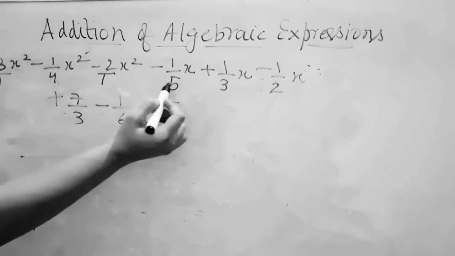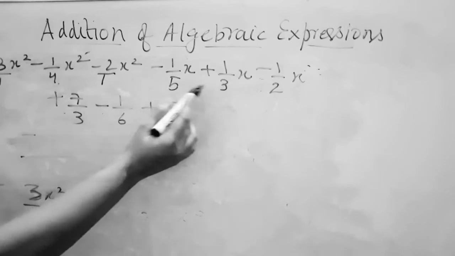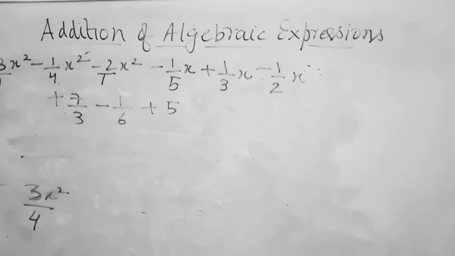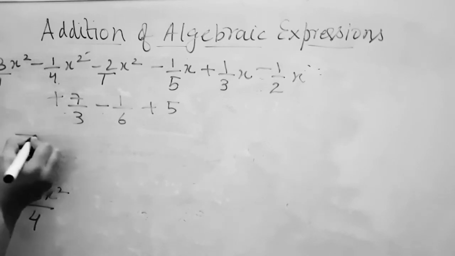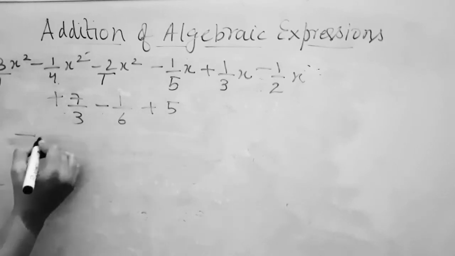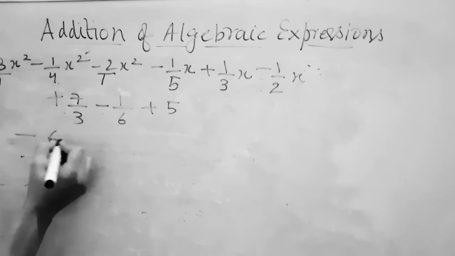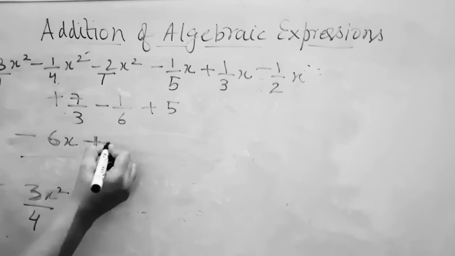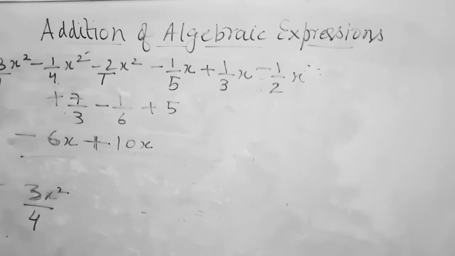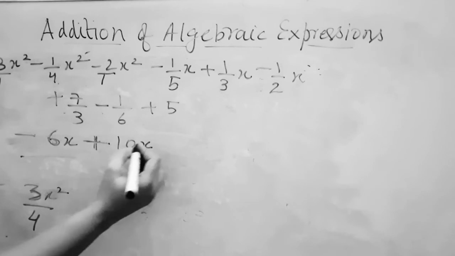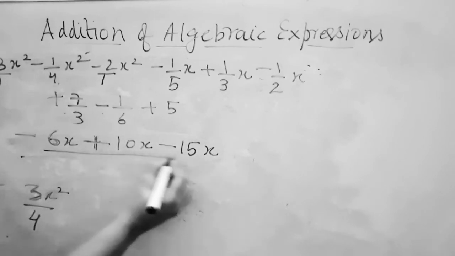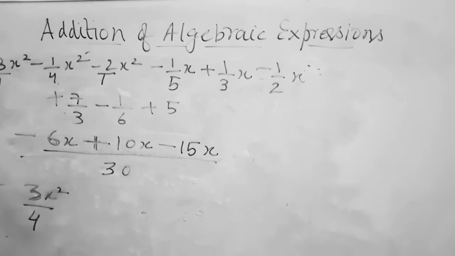Now we have to solve this part. So LCM of 5, 3 and 2 is 30. So 5 has to be multiplied by 6 in order to make it 30. So 1 has to be multiplied by 6. तो ये हो जाएगा आपका minus 6x. 3 has to be multiplied by 10. So it will be plus 10x. 2 has to be multiplied by 15. So it will be minus 15x. So the denominator is 30. Here we have made the denominator same.